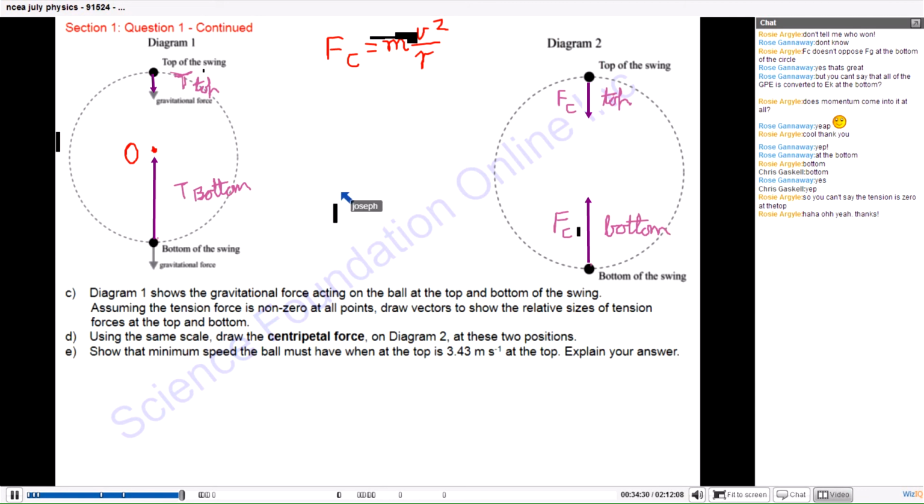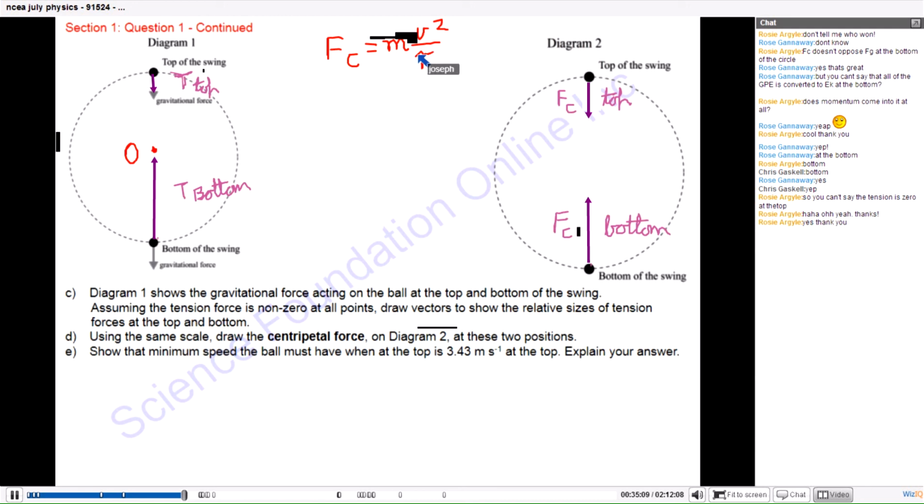Okay. Then now we'll get to part E, which is a simple calculation, I think. Show that the minimum speed the ball must have when at the top is 3.43 meters per second. Explain your answer. At the minimum speed, the centripetal force is going to be the force towards the center. The tension plus mg must be equal to mv squared on r.